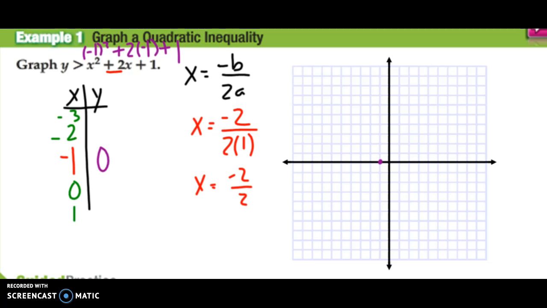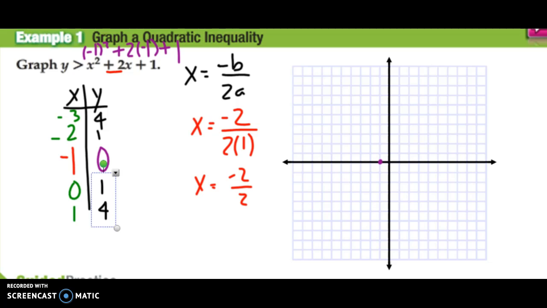Also, I can put it into my calculator. So that's what I'm actually going to do. I'm going to enter x squared plus 2x plus 1, and then I go to my table, and I see, okay, at negative 3, I get 4, and at negative 2, I get 1, and then it also repeats itself, so at 0, I get 1, and at 1, I get 4. Okay, so those are just points on my quadratic inequality.